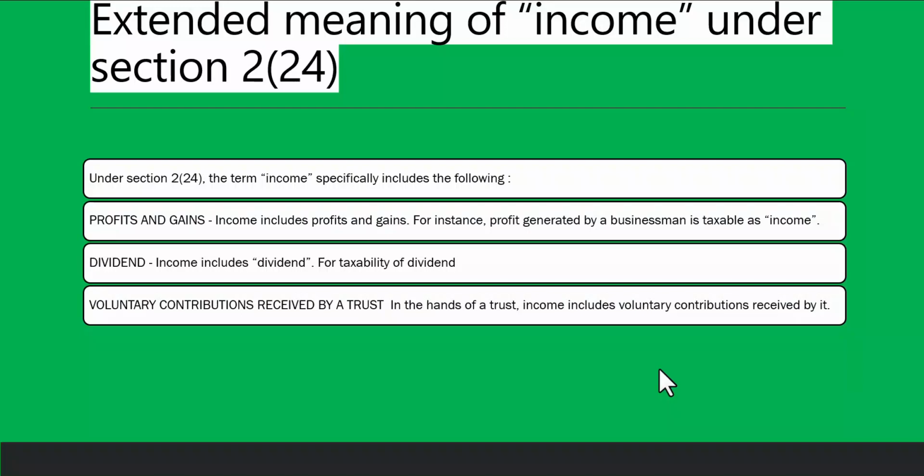Voluntary contribution received by a trust in the hands of a trust. Income includes voluntary contributions received by it. So now, they are trying to include something else also. Okay, let's understand what this is.